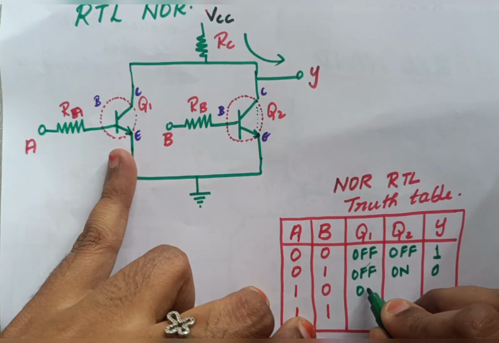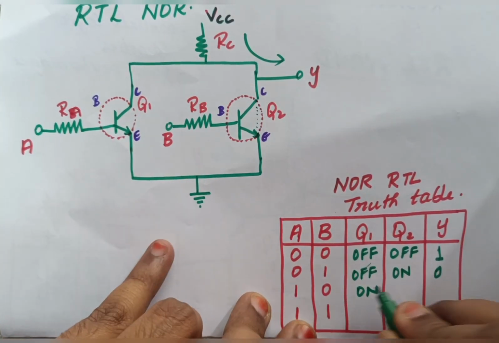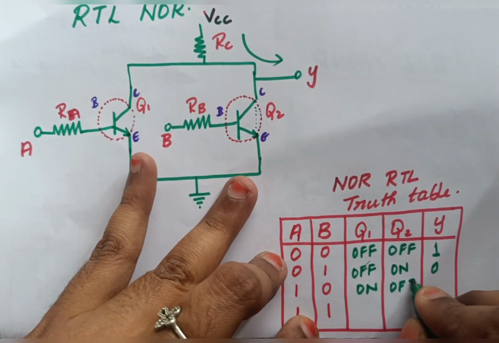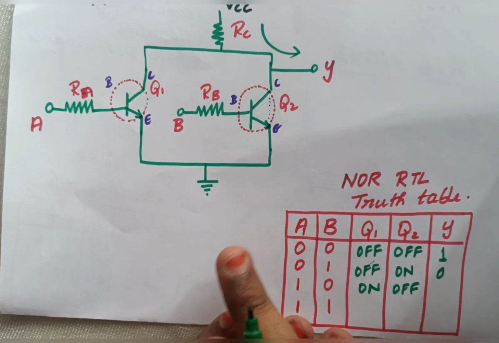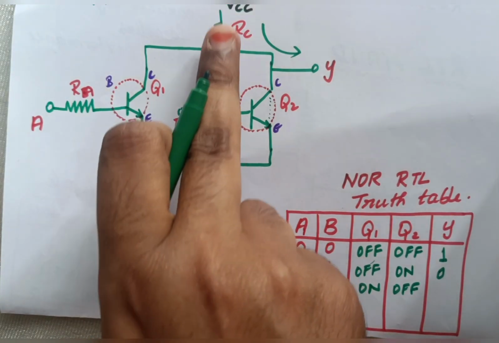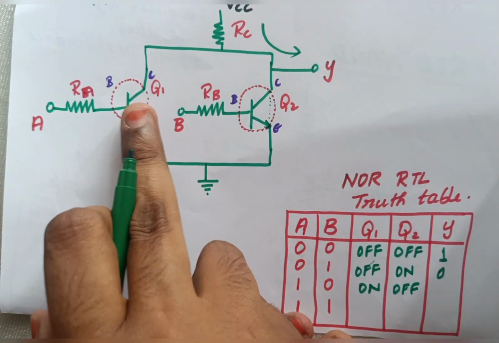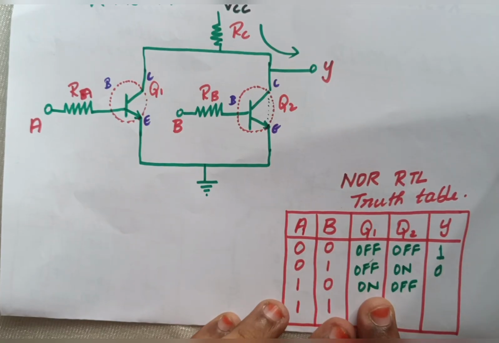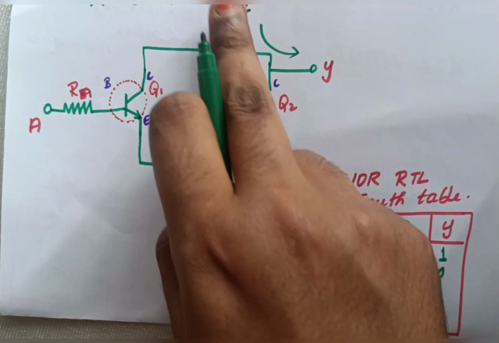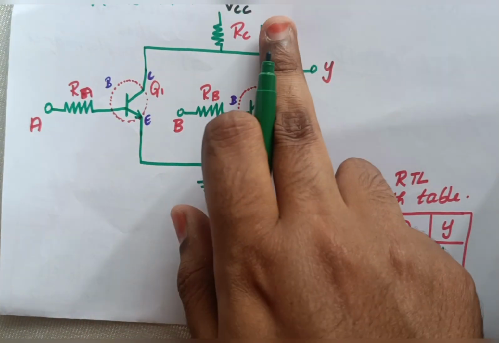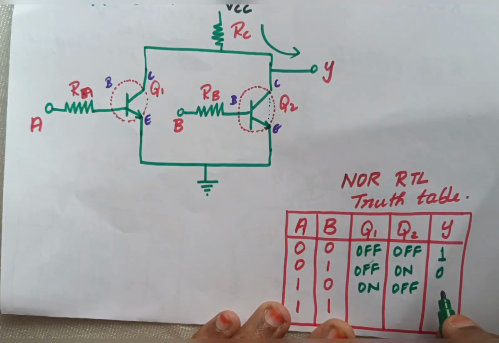Similarly, when my A is 1 and B is 0, Q1 will be on, and my Q2 will be off. Similar to the previous one, since it is a parallel connection, the voltage can flow through Q1 because Q1 is short circuited here. So what will happen to my Y? All my supply will get grounded, so I won't have any voltage going to Y. So my Y will be low.